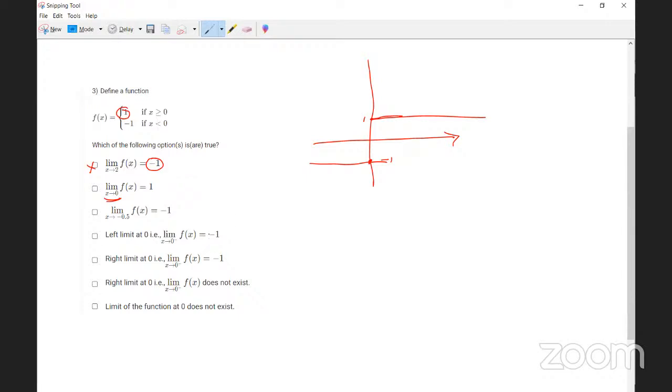The limit will exist, right? Because it is equal to 1. Yes, sir. So this option is wrong. The right limit is given in the portal. Does this limit exist or not? This one. The right limit at x equals 0.